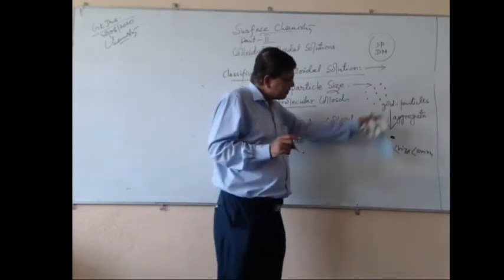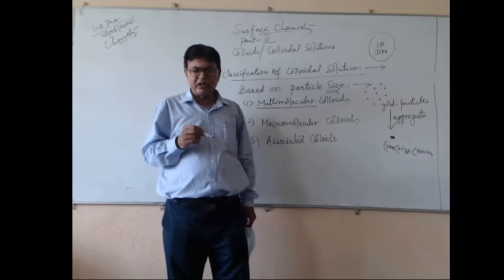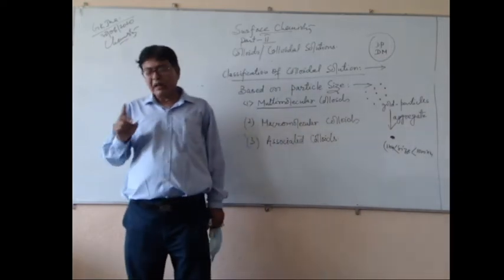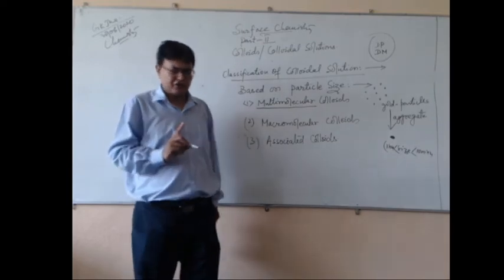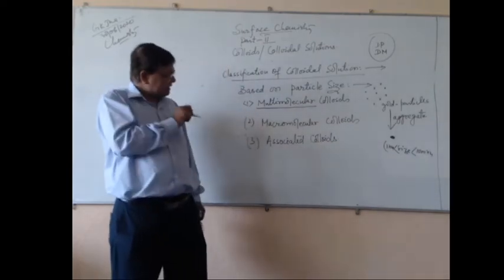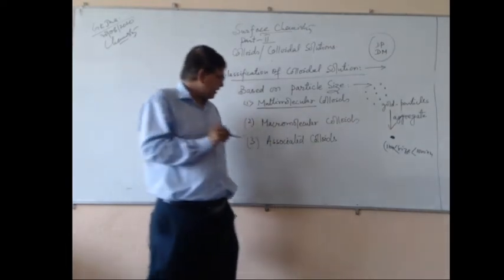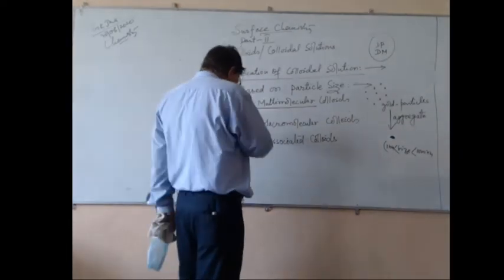So many examples: gold sol, platinum sol, sulfur sol. These are all examples of multimolecular colloids. So based on particle size, we are trying to classify colloidal solutions. Okay, fine. Next, we are coming to this.